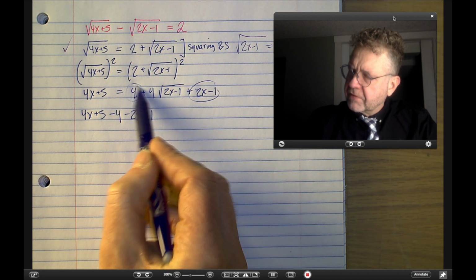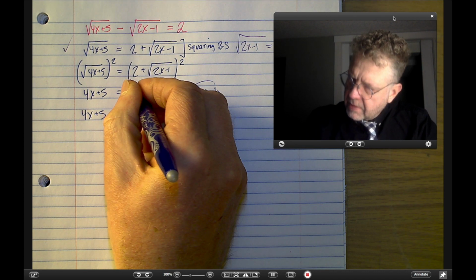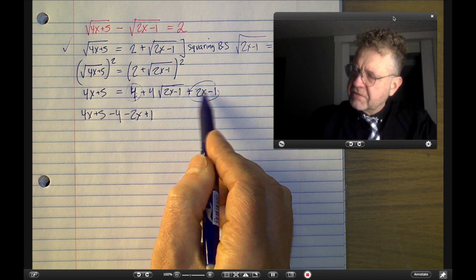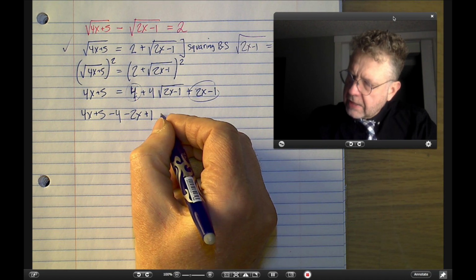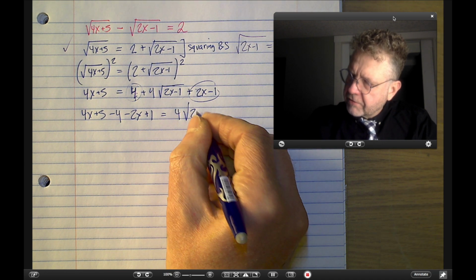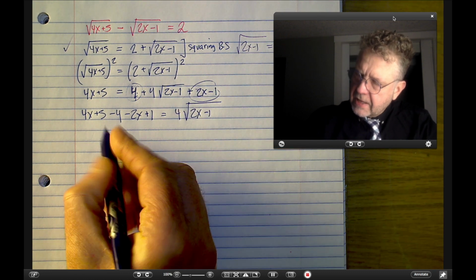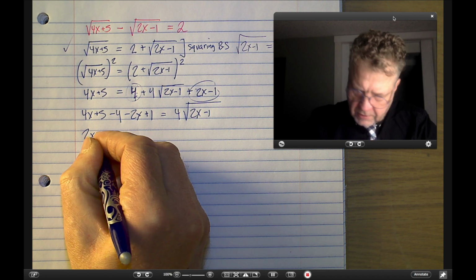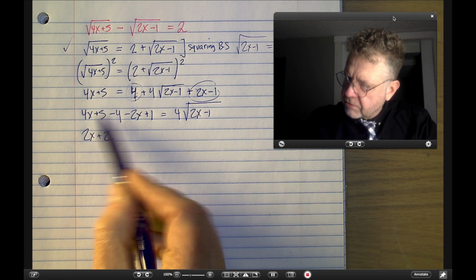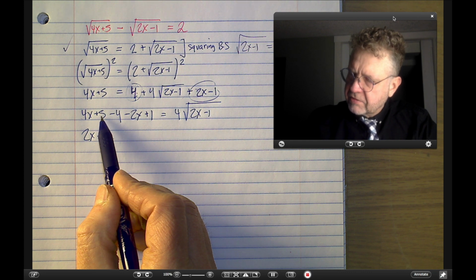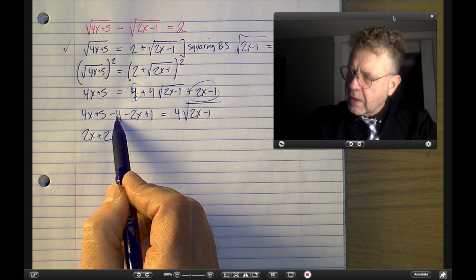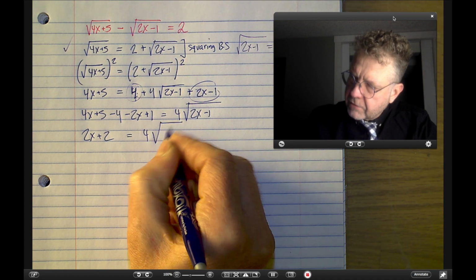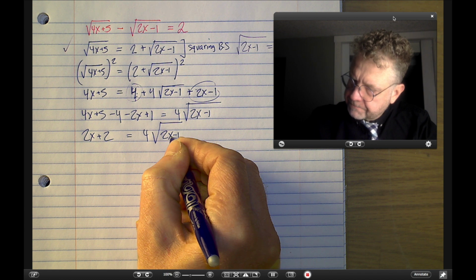Okay, so all I've done is I've moved this. That's a 4. I've moved this over here, and I've moved these two things over here. And when I move these, both of these change signs. Equals 4 of the square root of 2x minus 1. And if I just combine like terms here, I'm going to have 2x plus 2, right? So 2x. And then the straight up integers, 5 minus 4 is 1, plus 1 is 2. So there's 2x plus 2 equals 4 of the square root of 2x minus 1. Okay.